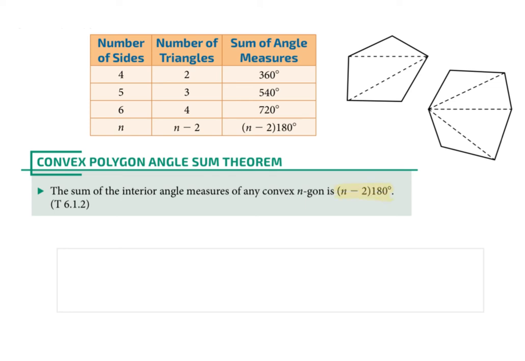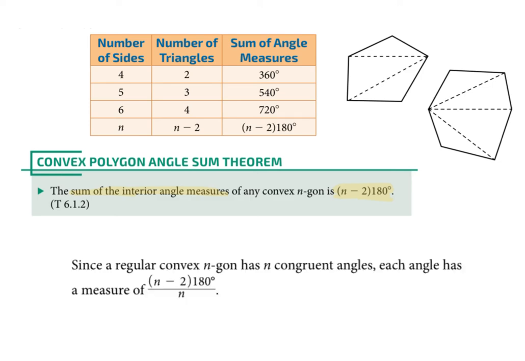If you're trying to find the sum of the interior angles, you're going to take the number of sides, subtract 2, and multiply by 180. All right, number of sides, subtract 2, and multiply by 180. That's going to give you all of the angles added up.